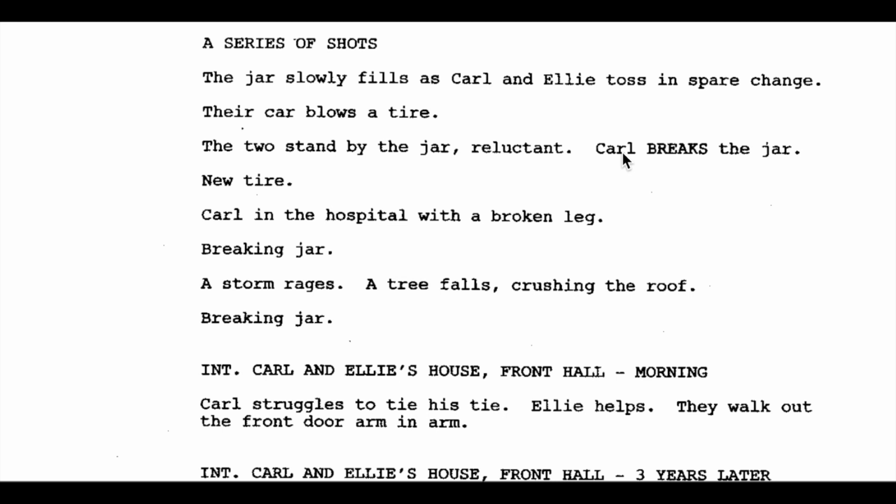Like I said, the jar slowly fills as Carl and Ellie toss in spare change. Their car blows a tire. The two stand by the jar, reluctant. Carl breaks the jar. It would be pretty annoying to see scene headings for every single one of these shots. And so therefore they say series of shots, and then they just go through and show us what the shots are in one line. By the way, these are super effective lines.